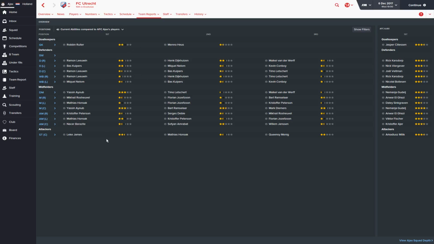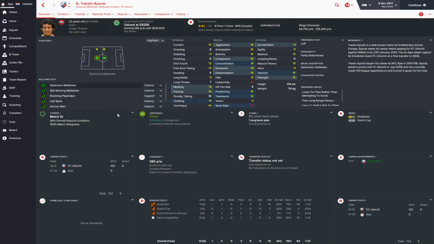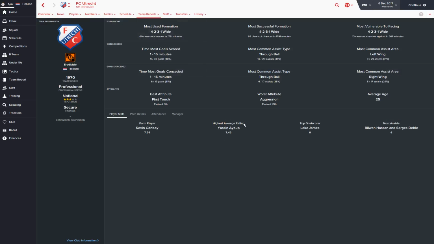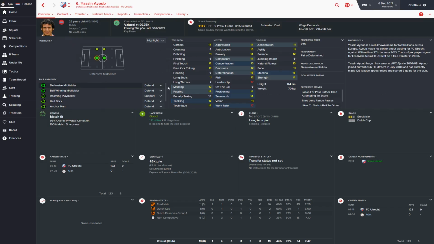The first thing I notice here is that most of Utrecht's players aren't anywhere near as good as ours. But we see here Mr. Yasin is their best player in a couple of positions. So we jump into his screen quickly. And we do notice from the summary screen, if you jump back into that quickly, he's their highest average rating player. So now that we've seen those 2 bits of information, we're going to take a bit of a closer look at him.